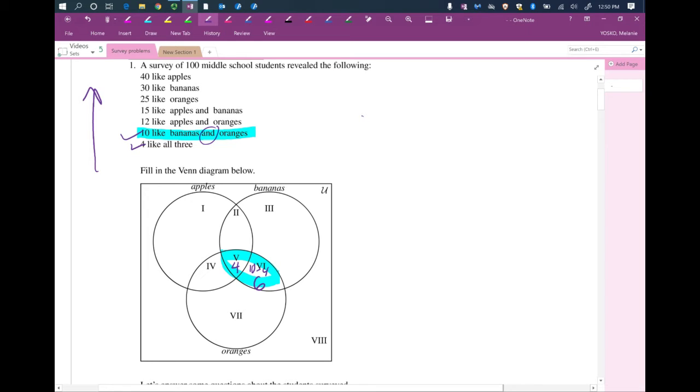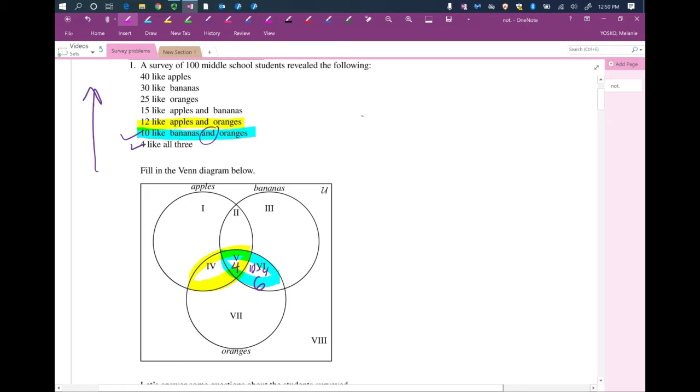12 like apples and oranges. So here's the apple circle. And here is the oranges circle. So 12 like apples and oranges. Here's the intersection of those two circles right there. So just looking at the yellow part. 12 like apples and oranges. So these two regions must add up to 12 because everybody in these two regions like apples and oranges. These 4 students like apples and oranges and bananas as well, but they still like apples and oranges. So this whole thing is going to add up to 12.